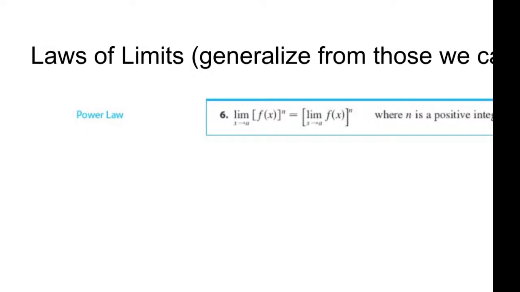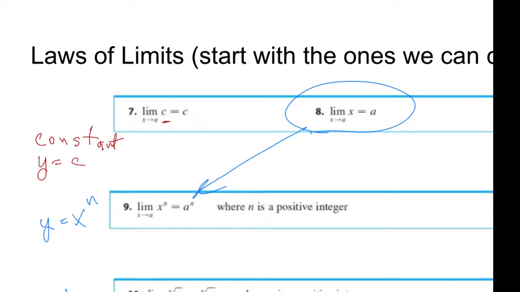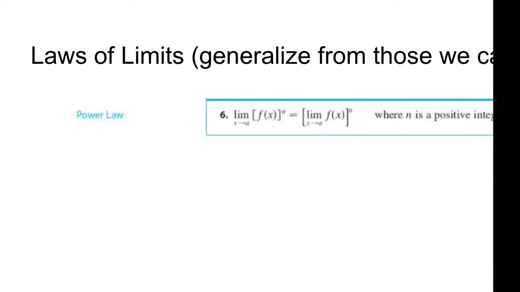So 6 really follows from, which one was it? It follows from number 9, right? So this one here, if we just have x to the n, then it gets a little more abstract because we're just talking about a general function. And again, this could be a trig function. It could be any function. But what this law now says, the power law, is if we take that whole function, whatever it is, again, abstraction, and we raise it to a power, its limit will be the limit of that function to that power. Okay.